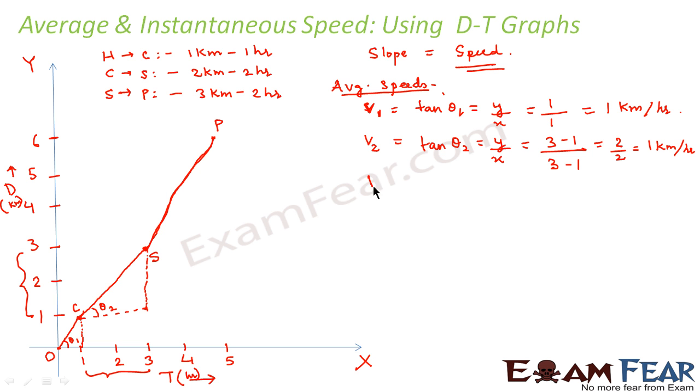Now let us calculate V3, that is for this slope, the third one. Even in this case, let us consider this as theta 3. We join this.